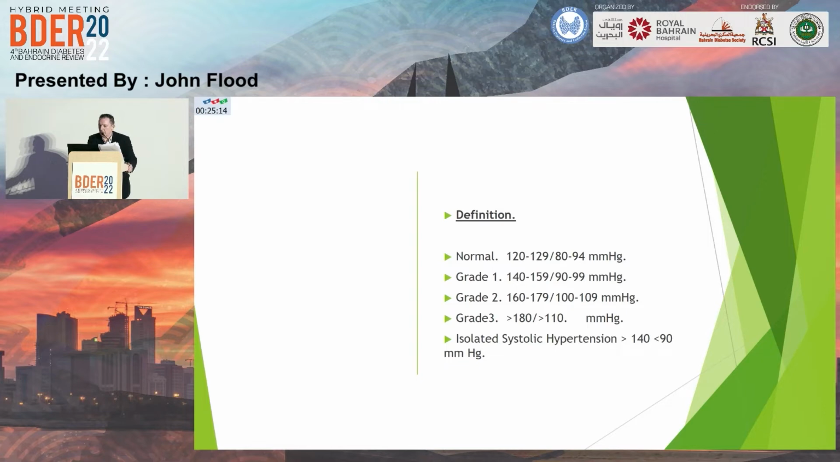There is a gradation of it, and we consider blood pressure to be normal at 120/80, and it gradually goes up to grade 3, which we called in olden days malignant hypertension. One of the commonest forms of hypertension seen in clinical practice is isolated systolic hypertension in the elderly. And in young people, occasionally you will see diastolic hypertension on its own.